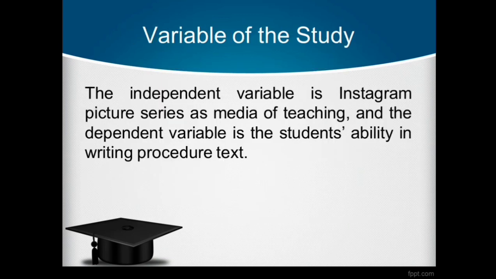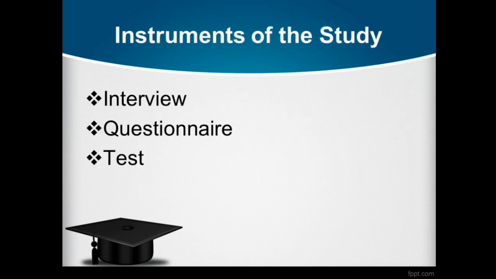And then variables of the study. The independent variable is Instagram picture series as media of teaching, and the dependent variable is the students' ability in writing procedure text. And for the instruments, there are 3 instruments in this research. The first one is interview, the second one is questionnaire, and the last is task.